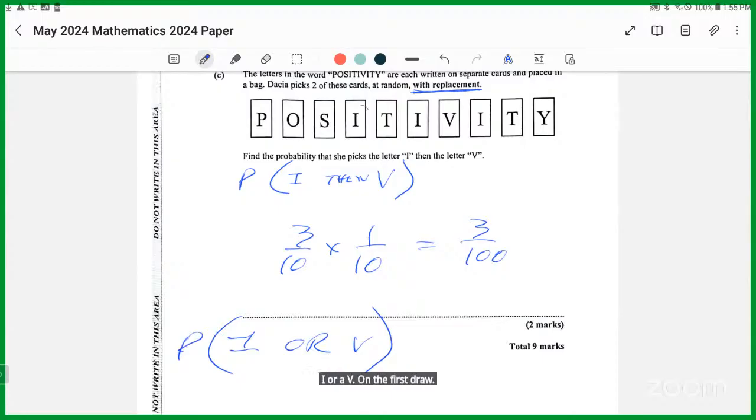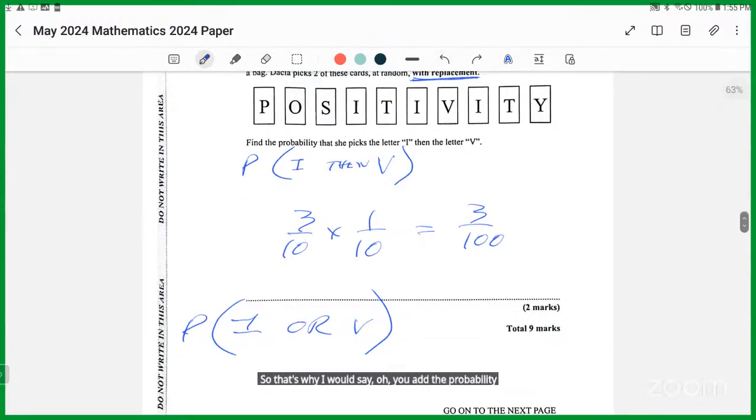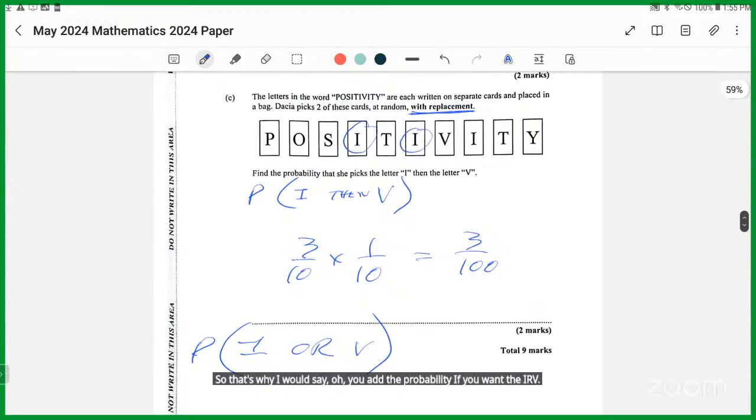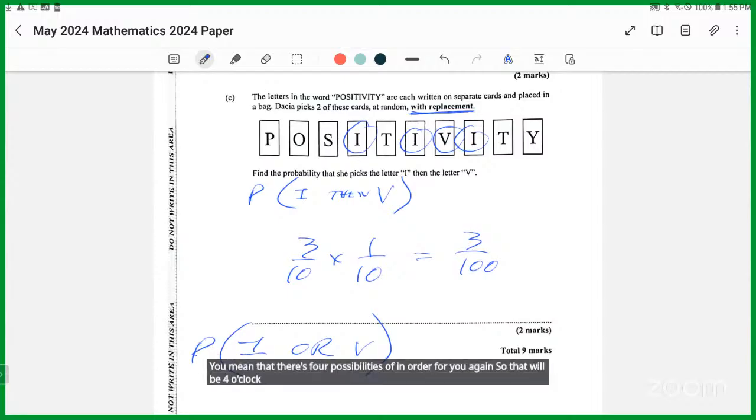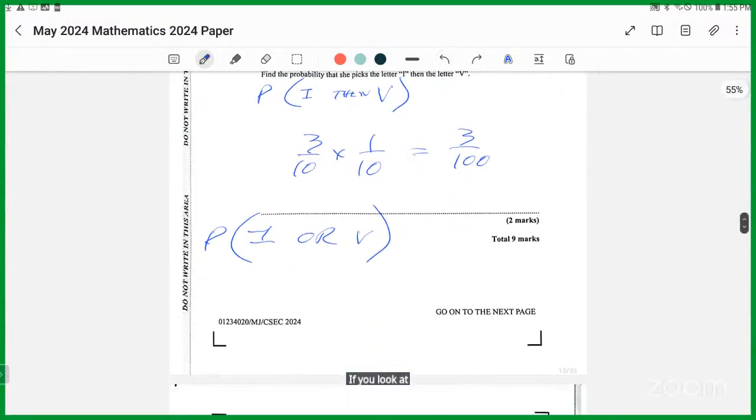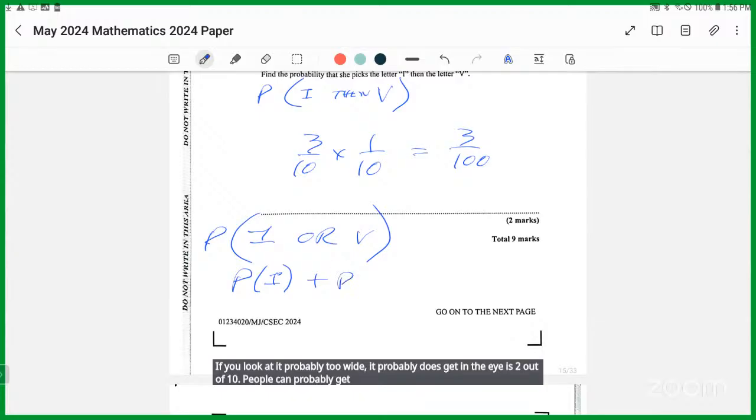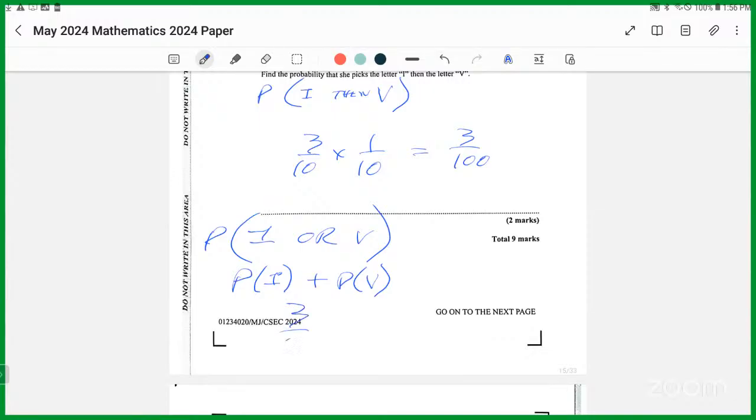It means that you want to get any one of these 4. So it's 4 out of 10. That's why we say, for or, you add the probability. If you want an I or a V, it means there are 4 possibilities, and any one of the 4 you get. So that will be 4 out of 10. If you look at it probability-wise, the probability of getting an I is 3 out of 10 plus the probability of getting a V, which is 1 out of 10. That gives you the 4 out of 10.